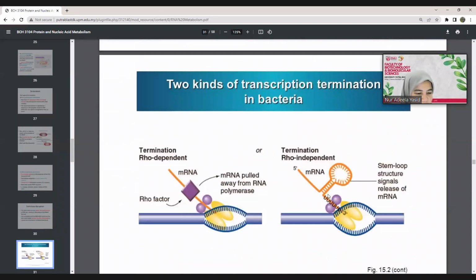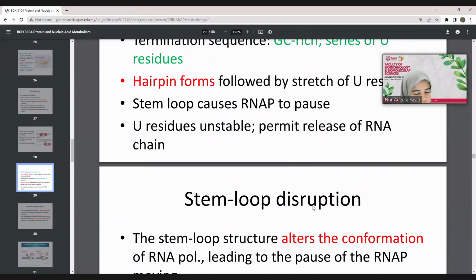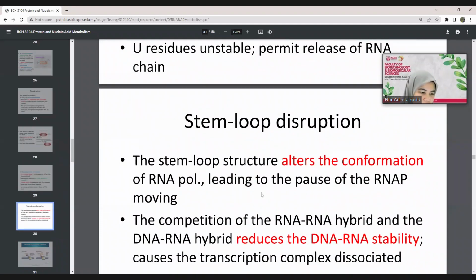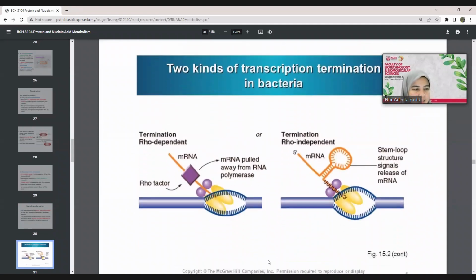This is the stem loop. We will see what stem loop disruption is. The stem loop structure alters the conformation of RNA polymerase, leading to the pause of the RNA polymerase moving. It will reduce the stability of the DNA RNA hybrid, and it causes the transcription complex to dissociate. So you can see there are two kinds of transcription termination in bacteria.